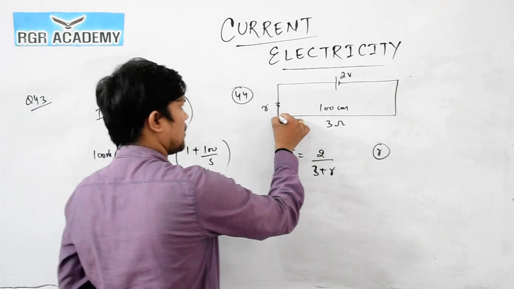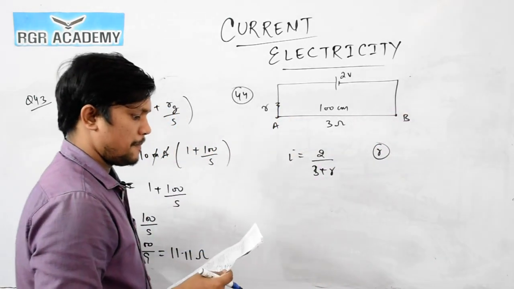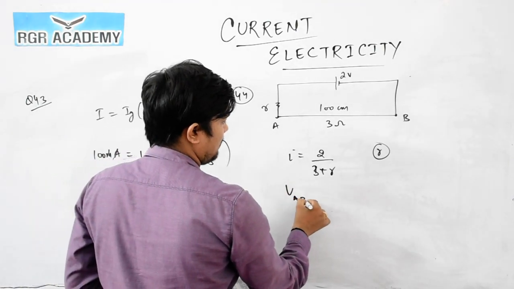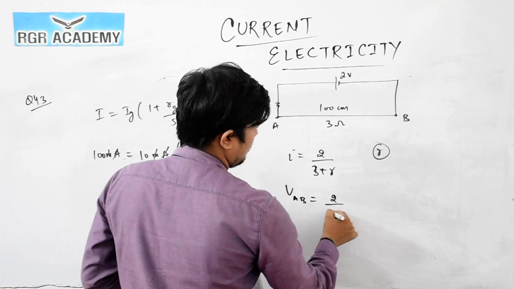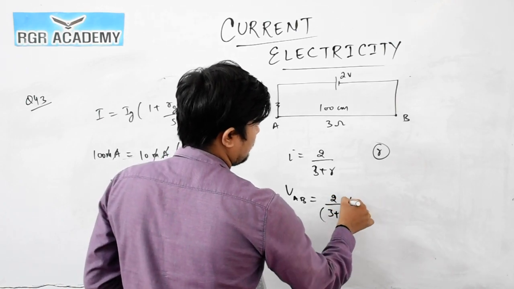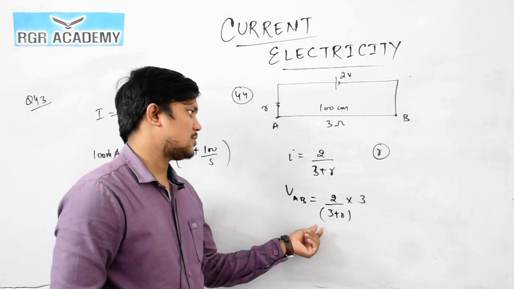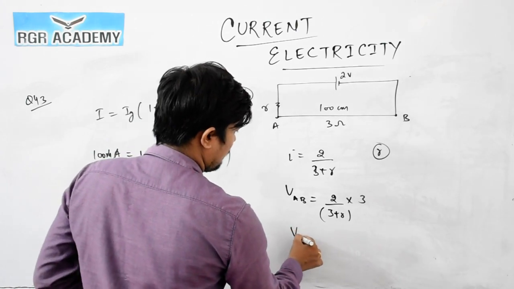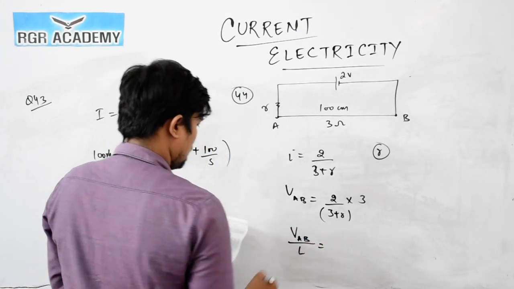So the potential drop across the ends A and B will be V equals IR. So I is 2 by (3 plus R), into 3. V equals IR. Now they are asking the potential drop per unit length should be equal to 1 millivolt. So the potential drop per unit length should be equal to how much?